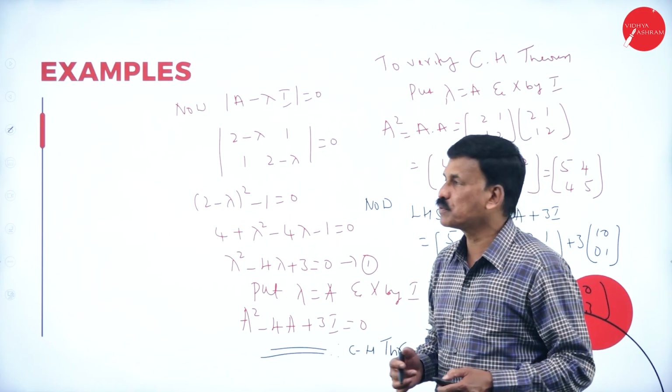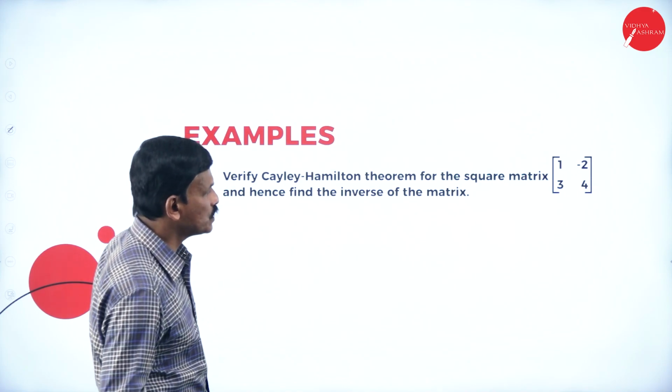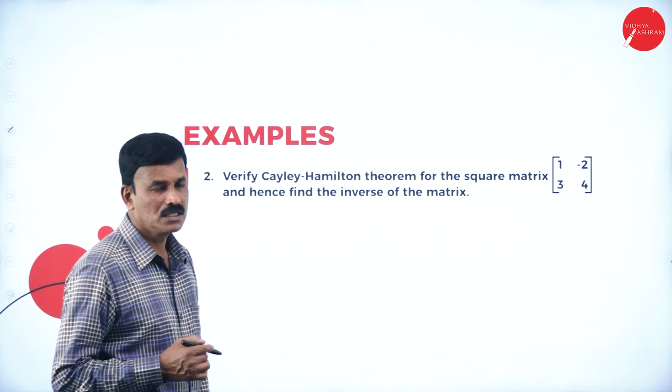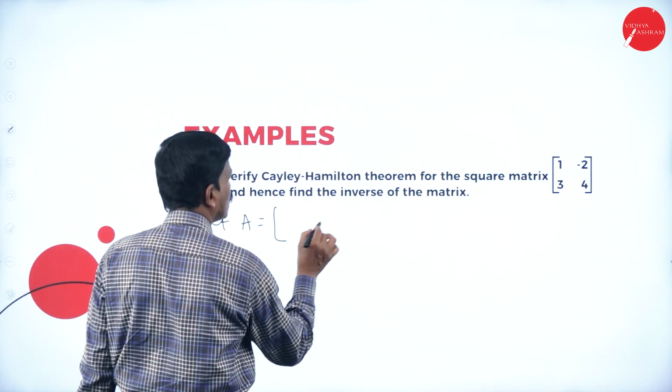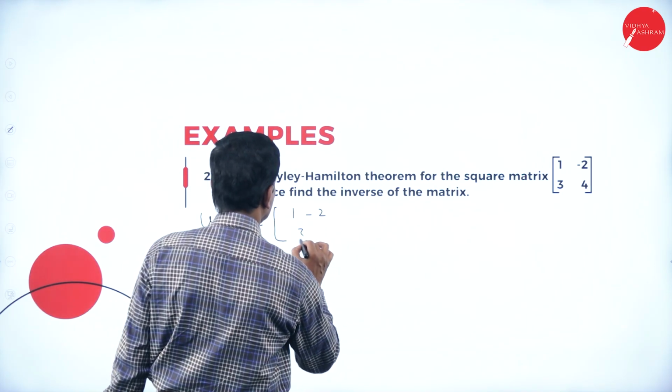Now let me take one more problem. Verify Cayley-Hamilton theorem for the square matrix 1, minus 2, 3, 4 and hence find the inverse of the matrix. Now let us write, let A is equal to the given matrix. What is A? 1, minus 2, 3 and 4.